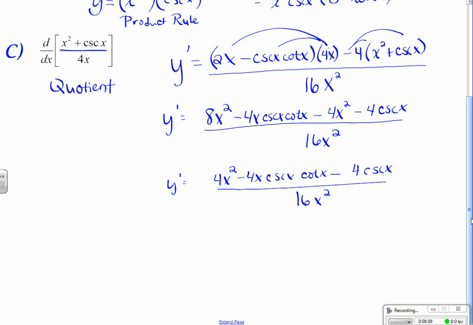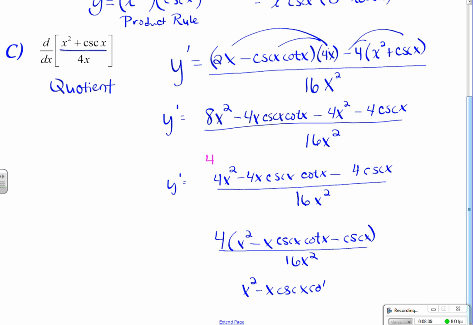And if you happen to notice like I do, the top all have a 4 in common, so let's pull that 4 away from those. So I would have 4 times x squared minus x cosecant x cotangent x minus cosecant x, all over the 16x squared. And then we can pull the 4 away and we'd have x squared minus x cosecant x cotangent x minus cosecant x over 4x squared. And that is a nice simplified answer.